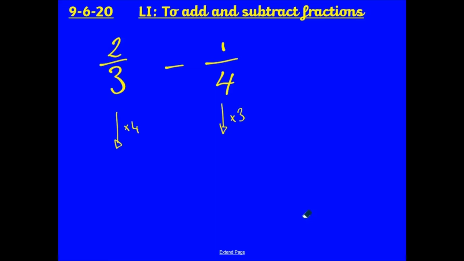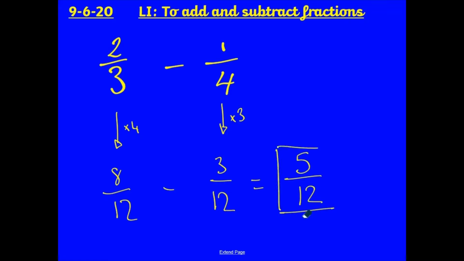So 2/3 times by 4 is going to give me 8/12. And that's going to be taking away 1/4, and if I multiply that by 3, it's going to give me 3/12. So there we go. 8/12 minus 3/12 is going to equal 5/12. Can it be simplified? Nope, it cannot be simplified. So therefore my answer of 2/3 minus 1/4 is 5/12.